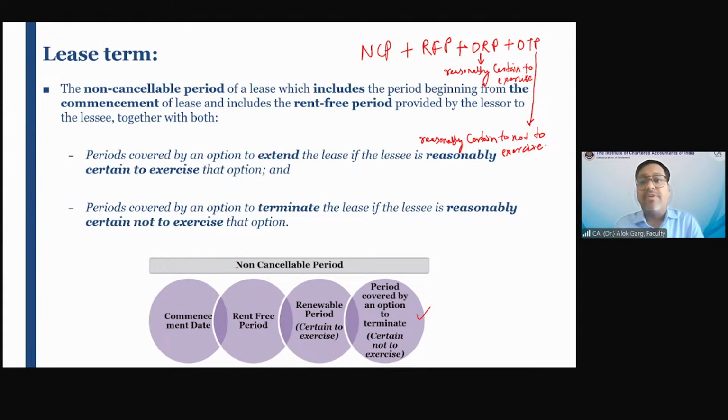3 years is the optional termination period, but that period will be taken into the lease term only if the lessee is reasonably certain not to exercise the termination option. If the question is silent, then you have to make an assumption. If you have to take this optional termination period as part of the lease term, you have to assume that the lessee is reasonably certain that the lessee is not going to avail the termination period. अगर lessee termination period avail नहीं करेगा, इसका क्या मतलब है? It means the lessee will use the asset in that period also.